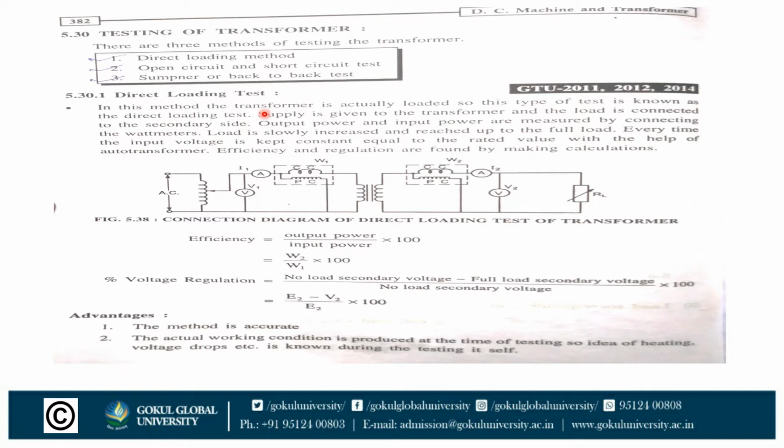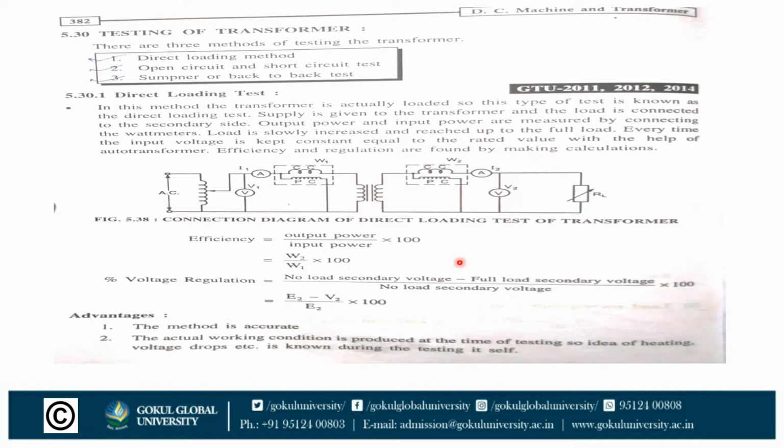In this method the transformer is actually loaded, so this type of test is known as the direct loading test. Supply is given to the transformer and the load is connected to the secondary side. Output power and input power are measured by connecting the wattmeters. Load is slowly increased up to the full load. Every time the input voltage is kept constant equal to the rated value with the help of the auto transformer. Efficiency and regulation are found by making calculation.